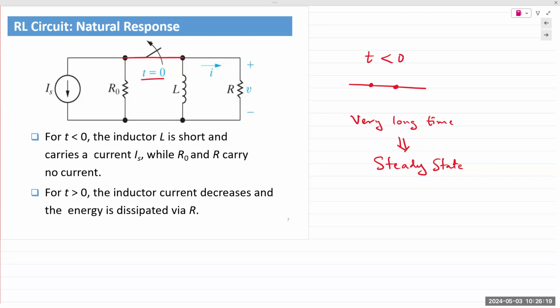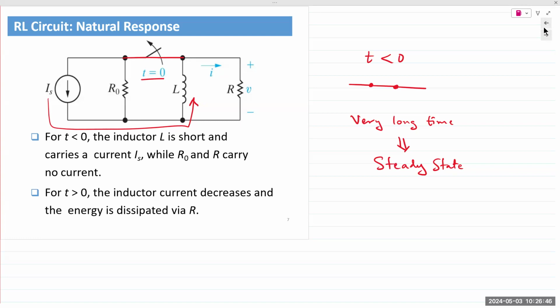Okay. So the inductor is a short because it has reached steady state. All of the current is flowing through the inductor. Nothing is flowing through those resistors at all. This allows us to assume that the maximum current is flowing through the inductor, and maximum current should have a value that is equal to that source IS. And that's where we begin our analysis.